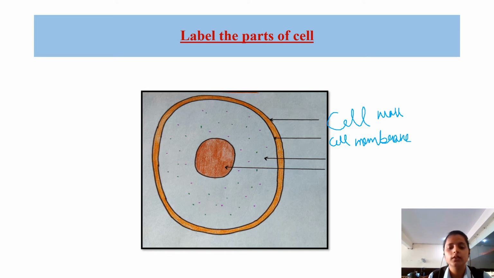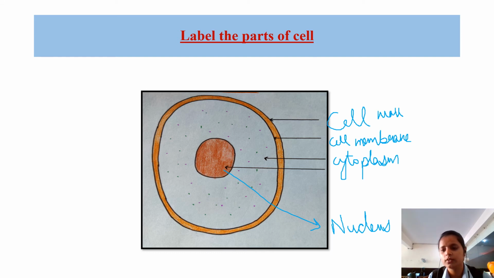The third one is cytoplasm. Cytoplasm. And the last one, this one, is nucleus. And nucleus is also known as the director of the cell. Yes. So here we have completed the labeling of parts of the cell. Now let's move further.